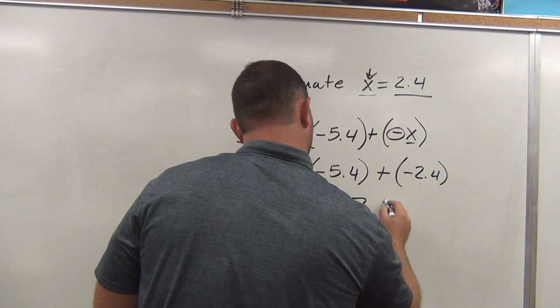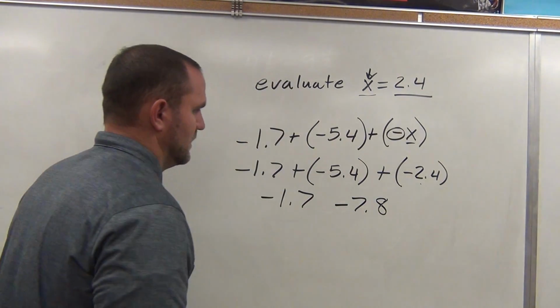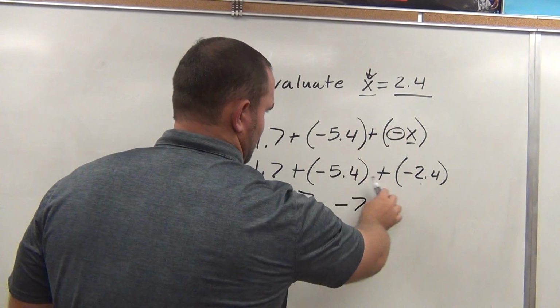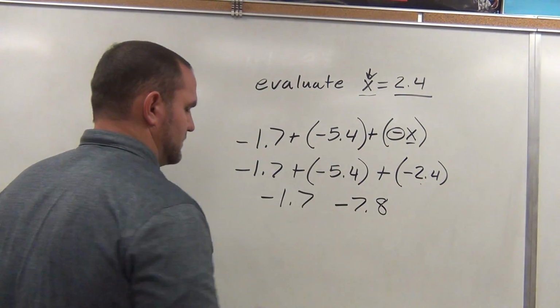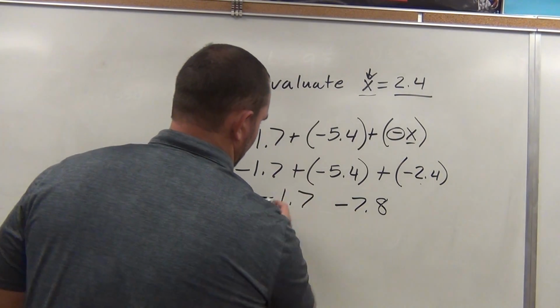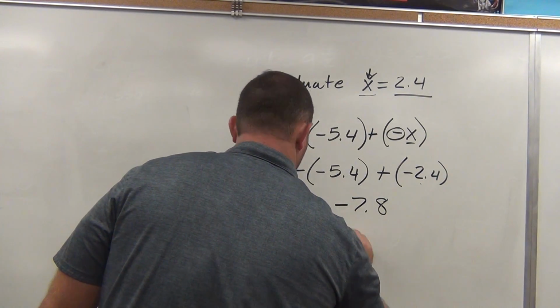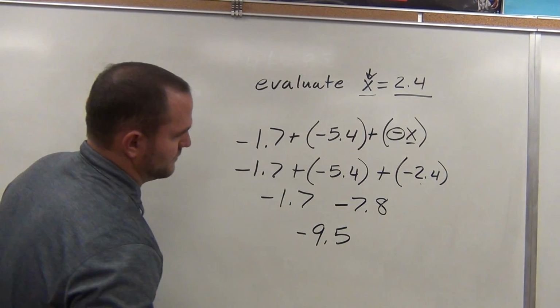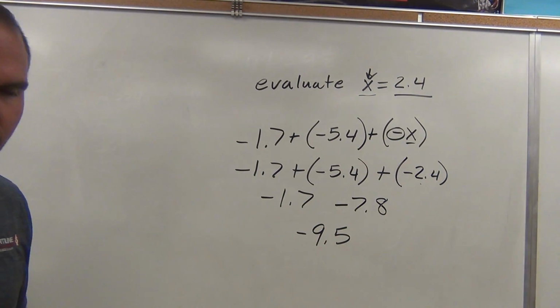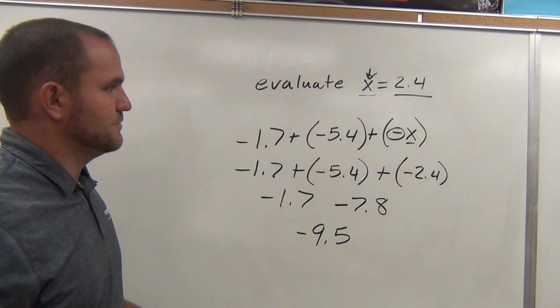Let's see, 7.8 and then minus 1.7. These numbers are put together because they are both negatives. And then for the last one, we started with the negative 1.7, and I believe that's a negative 9.5 because we're going farther down into the negatives. All right, so that is your mastery section.